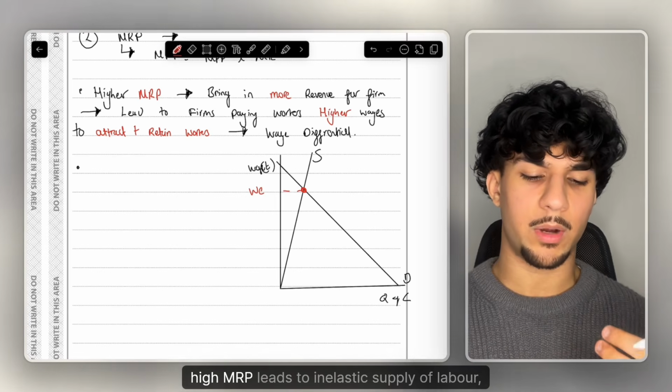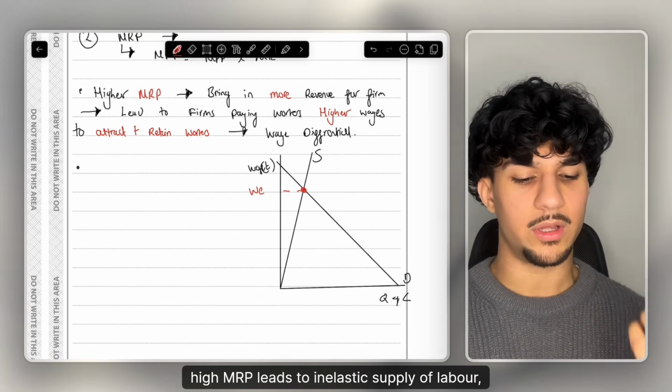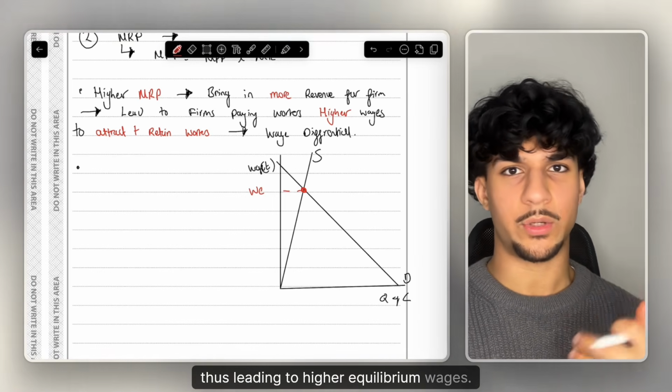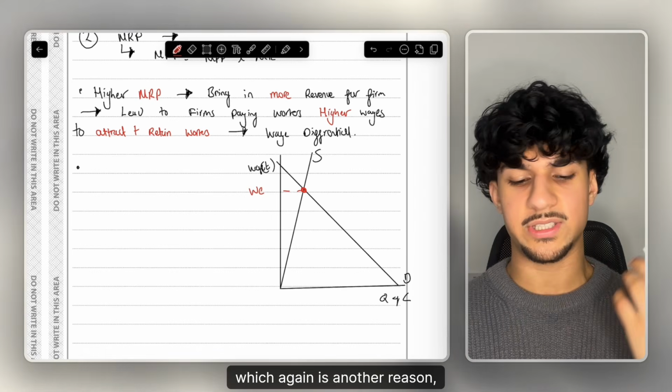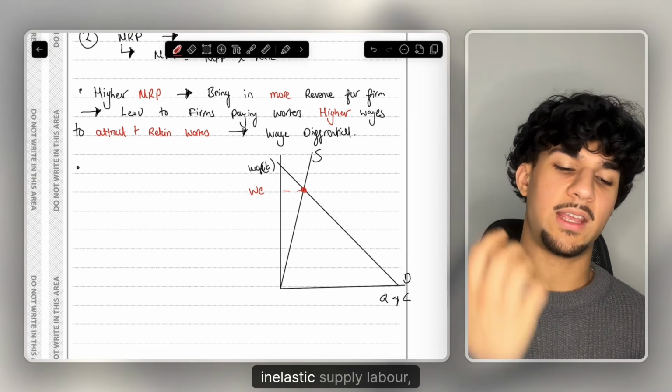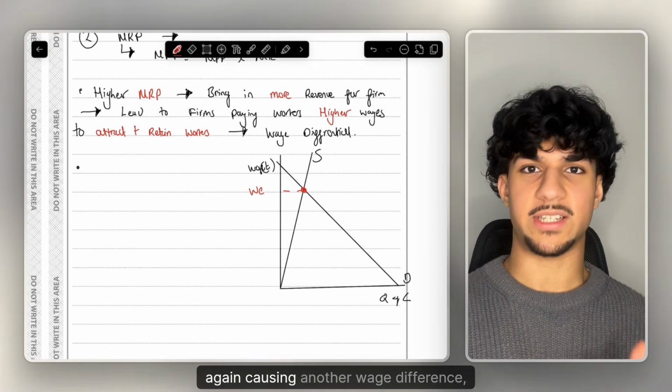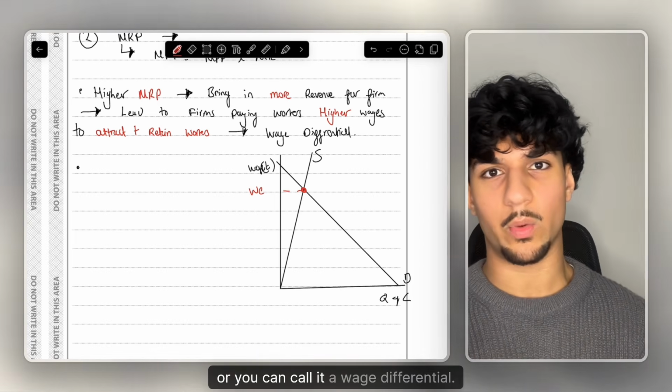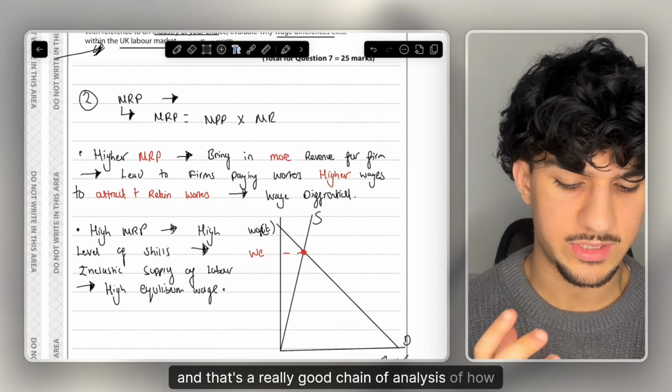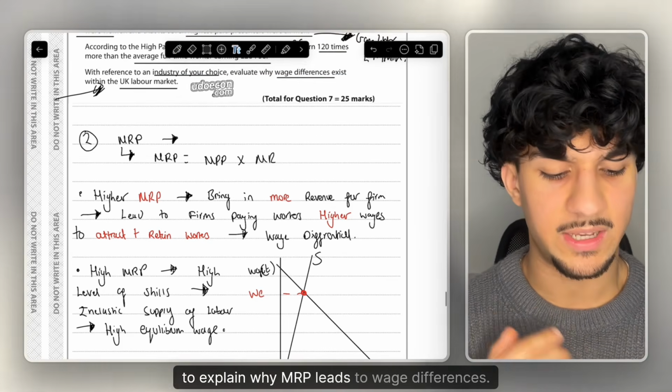Thus, high MRP leads to inelastic supply of labour, thus leading to higher equilibrium wages, which is another link in why high MRP and inelastic supply of labour cause another wage difference, or you can call it a wage differential. And that's a really good chain of analysis of how to explain why MRP leads to wage differences.